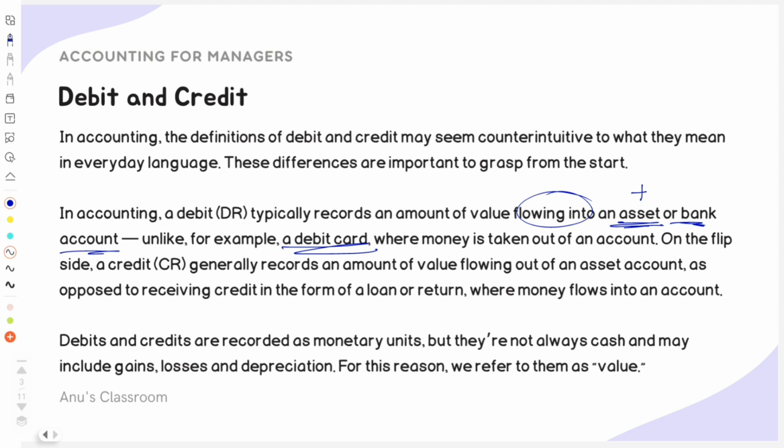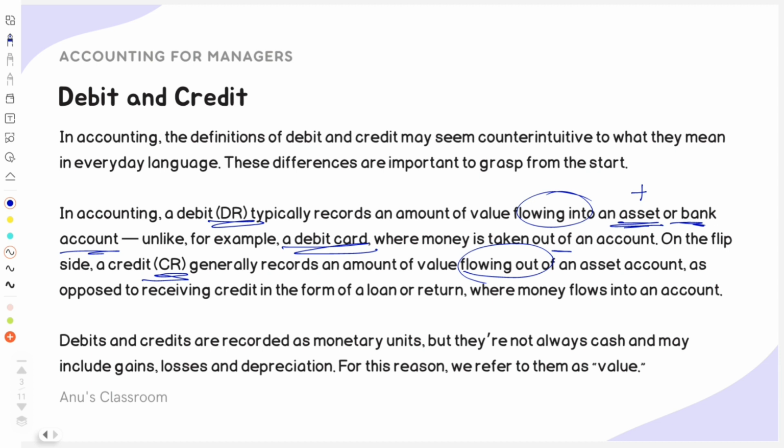Okay. But if it is an asset, and money is flowing out, that is, it is decreasing, then it is a credit. So a debit will record an increase in an asset, whereas a credit will record flowing out, that is a decrease in an asset.